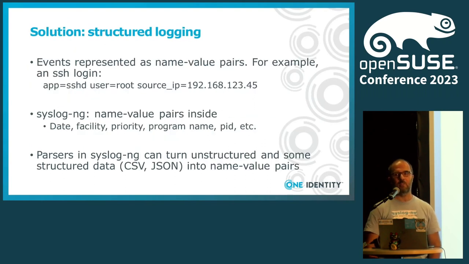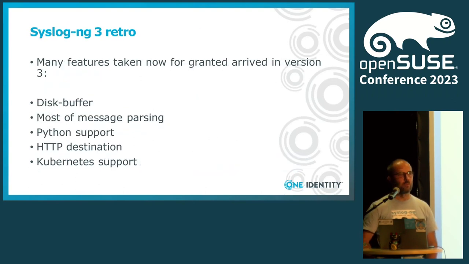The solution for this problem is structured logging. In this case, events are represented as name value pairs. For example, the SSH login message can be described as an application name, a username, and a source IP. The good news is that Syslog-ng had name value pairs inside right from the beginning. Date, facility, priority, the application name, and so on are all kept as name value pairs within Syslog-ng. And the parsers of Syslog-ng can turn unstructured and some of the structured data into name value pairs as well.